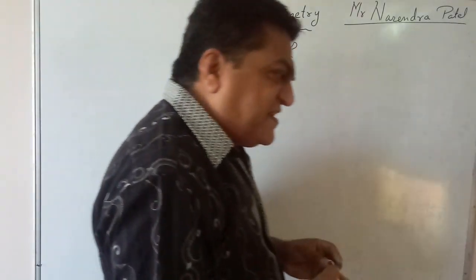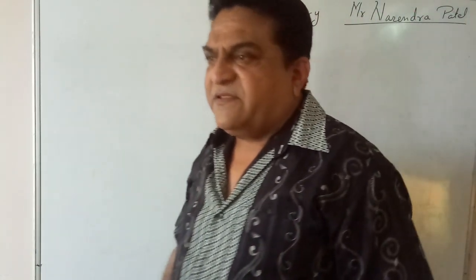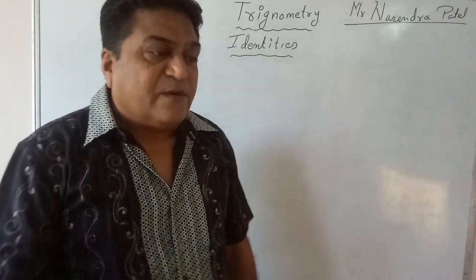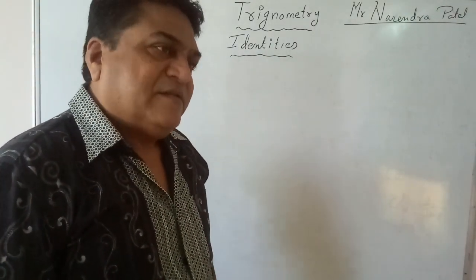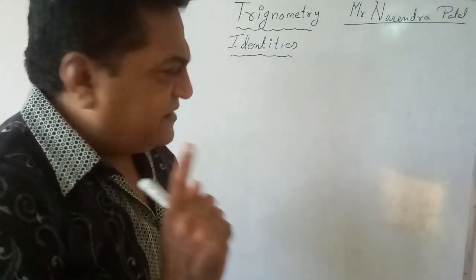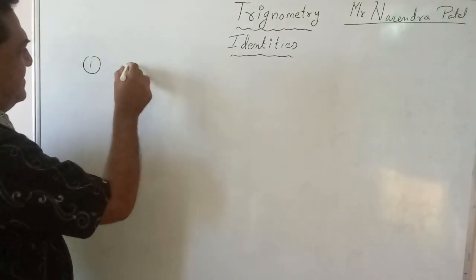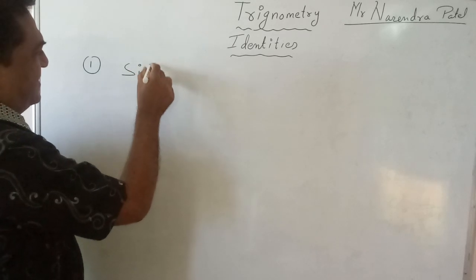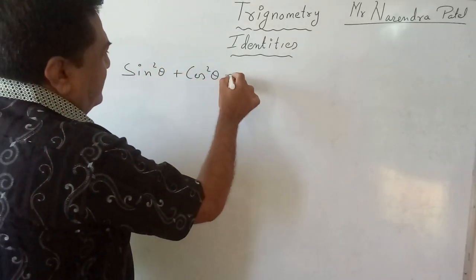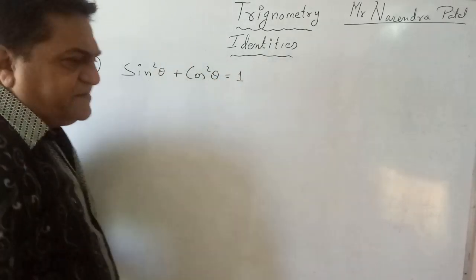There are three types of identities. One by one, gradually, we take all three identities, and from these three identities, two more identities are also made. That also I will teach you today. But let me take the first identity. That is, sin square theta plus cos square theta is equal to 1. This is your first identity.